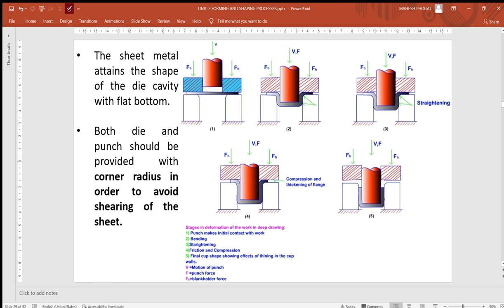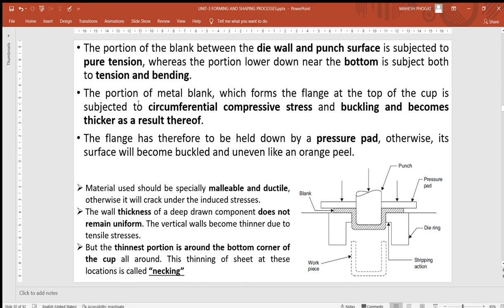Both die and punch should be provided with the corner radius, so that the shearing doesn't take place. Otherwise, your workpiece will shear off. Your punch may have the capacity to shear it off.